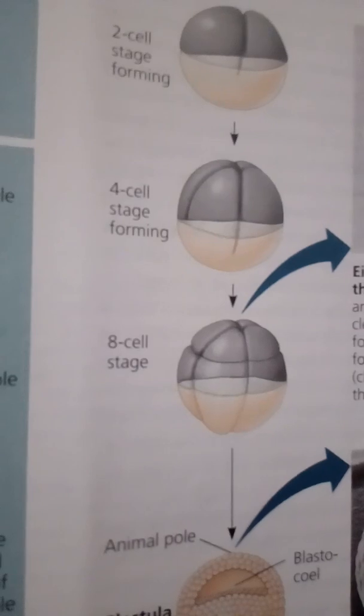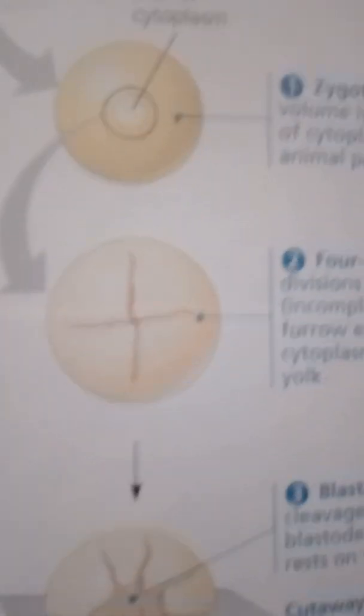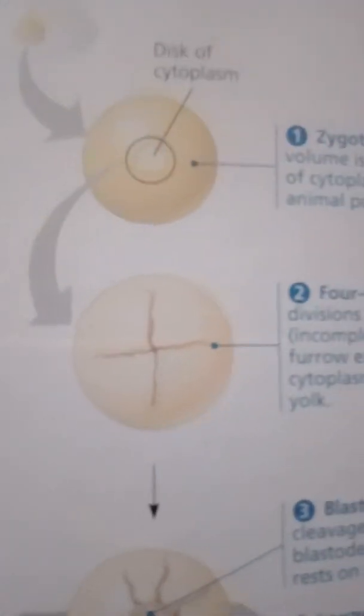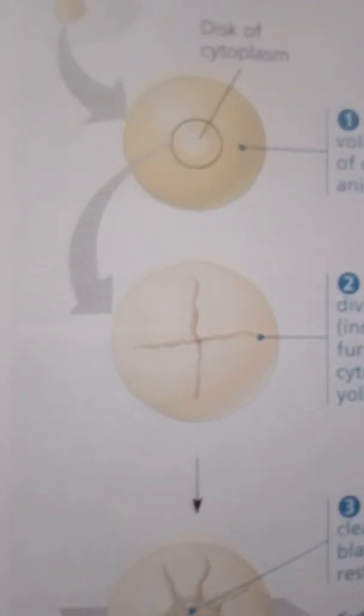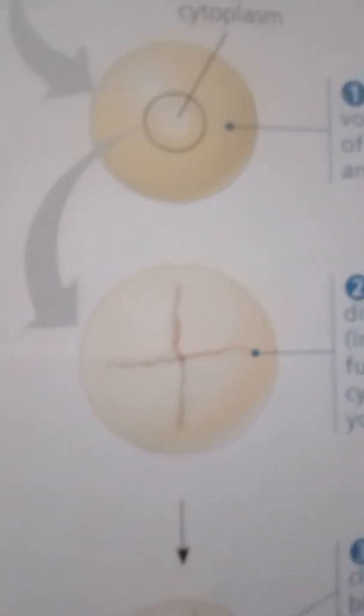Nonetheless, the general cleavage pattern seen in frogs is seen in sea urchins or other echinoderms, in all chordates, and indeed in all animals classified as deuterostomes. In animals whose eggs contain relatively little yolk, the blastocoel is centrally located.